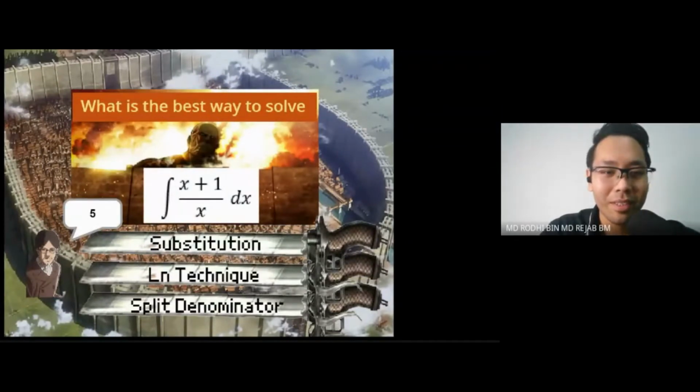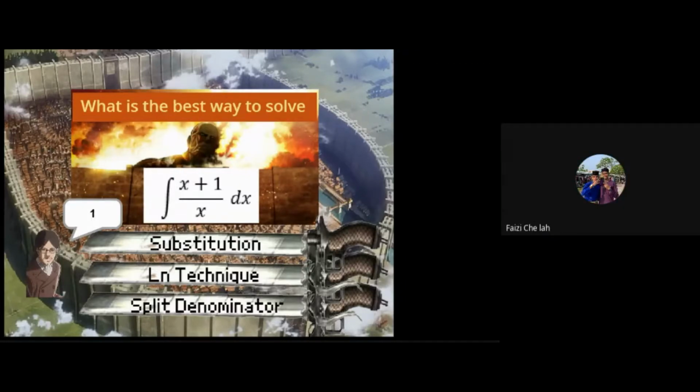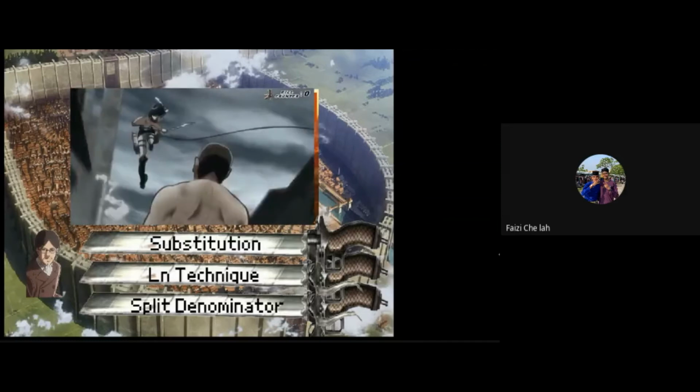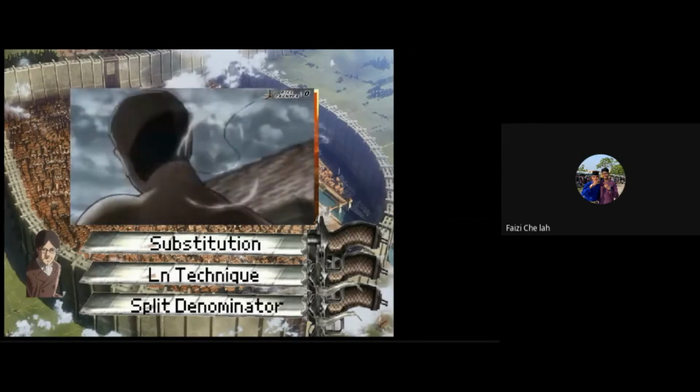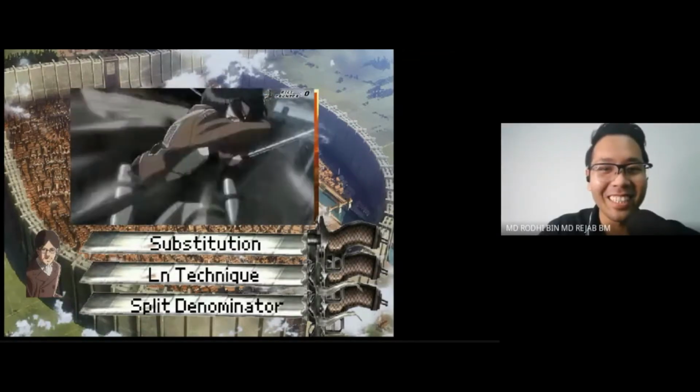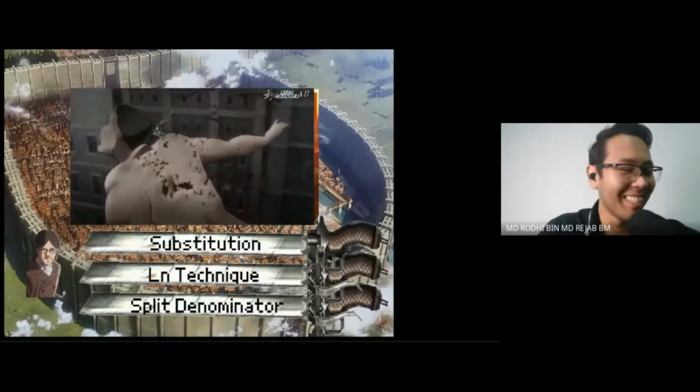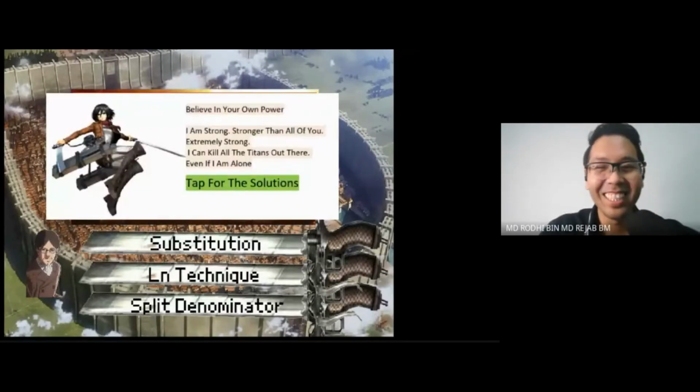Okay, which one? Come on. Substitution. Split then integrate. Okay, if you got it right, then you'll be able to kill the Titan. Okay, when that's done, then you can tap for the solution. So this is the solution.